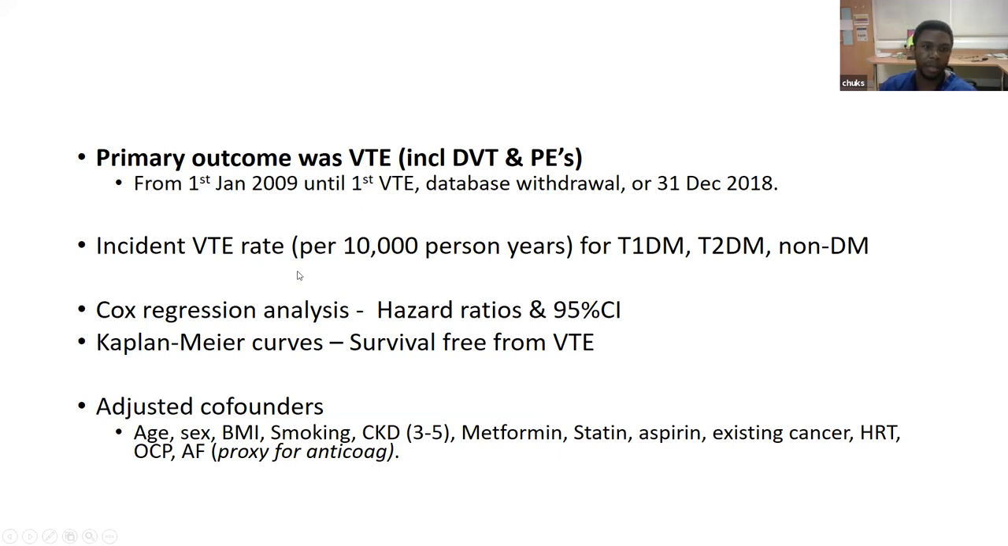So we looked at the incident VTE rate per 10,000 person years for type 1s, type 2s, and non-diabetics. And then the hazard ratios were calculated by a regression analysis and survival free from VTE illustrated using Kaplan-Meier curves. As we expect, there are probably lots of confounding factors that can associate one with VTE. So the adjusted variables were age, sex, BMI, smoking, CKD 3 and above, patients being on metformin, which can be associated with platelet dysfunction and bleeding. Statins as well, which can cause bleeding, aspirin as expected, existing cancer. I can't see the other, but I'm assuming it's hypertension. Then HRT, hormone replacement therapy, the pill, and AF as a proxy for anticoagulation.